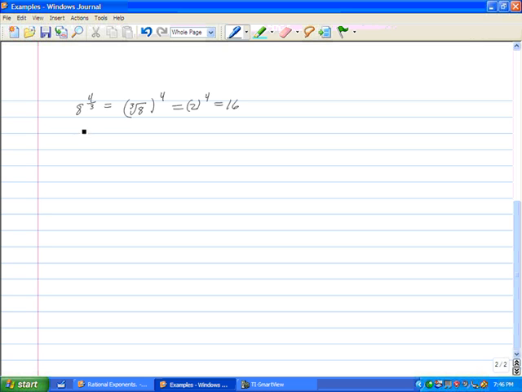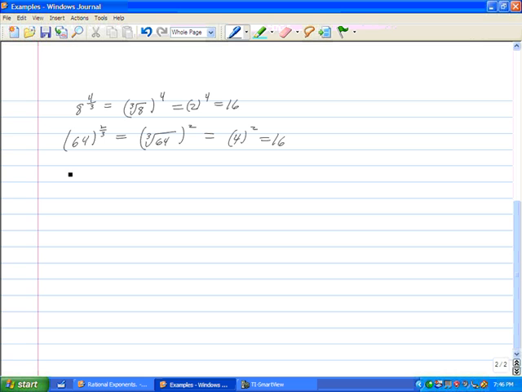Let's try another one. Let's take a 64 to the 2/3 power. Again, the 3 on the bottom is the root, and the 2 outside is the power. 3rd root of 64, we know, is a 4, and 4 squared, there's a 16 again. So it's easy once these constants are written in the proper form to evaluate them.